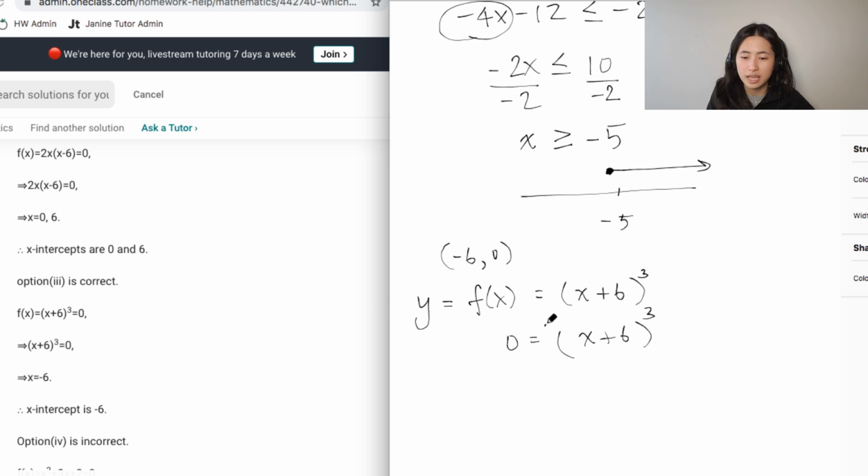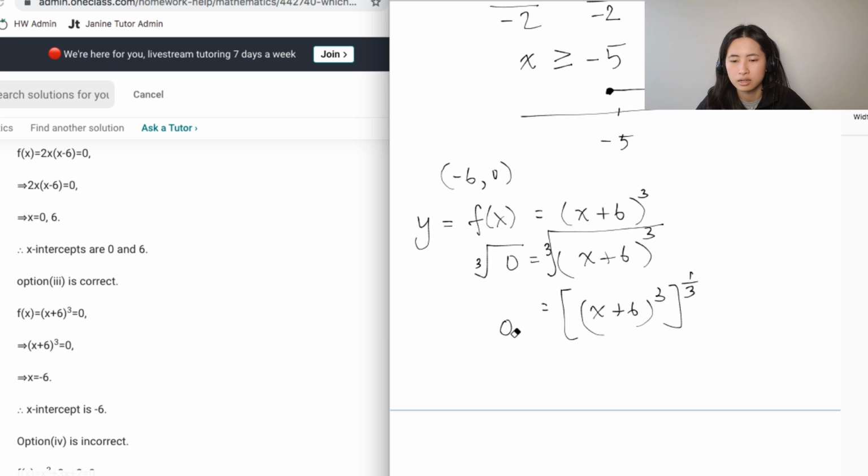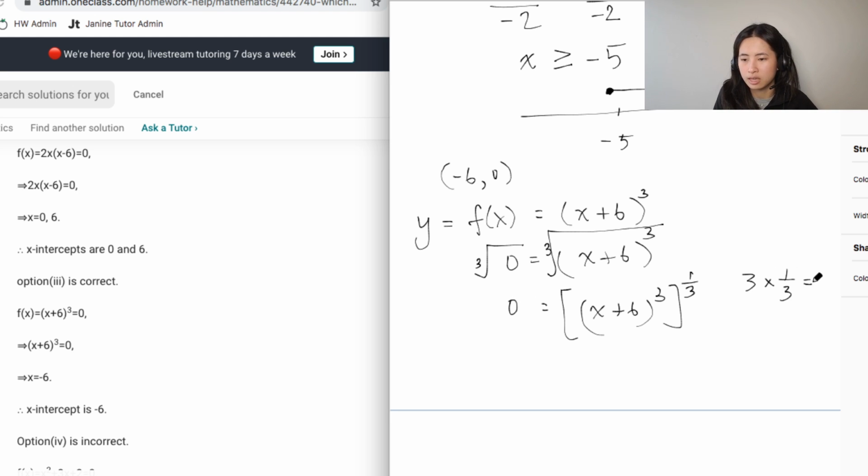Well, all you have to do is take the cube root, right? Because taking a cube root gives you an exponent of 1 over 3. Or you can say this is x plus 6 cubed, raised to the power of 1 over 3. And if you have a power raised to another power, all you have to do is multiply the two. That's why you get 1, right? So that's why we take the cube root of 0, and that's just 0. And from there, this gives us x plus 6, because 3 times 1 over 3 is going to be 1.